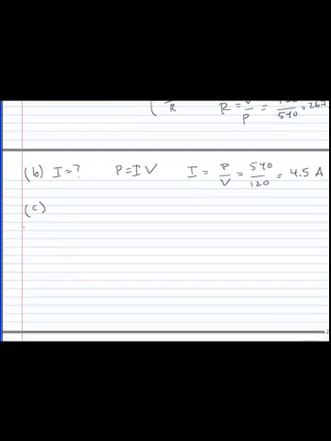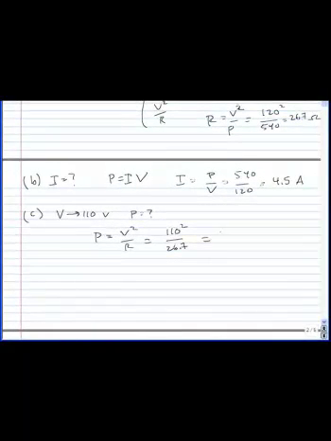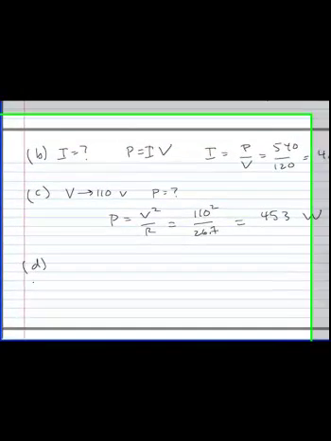For part C, they're telling us the voltage is going to drop to 110 volts, and they want to know what the power is. So I would use power is V squared over R. V drops to 110 now. The resistance didn't change, and so the new power is 453 watts.